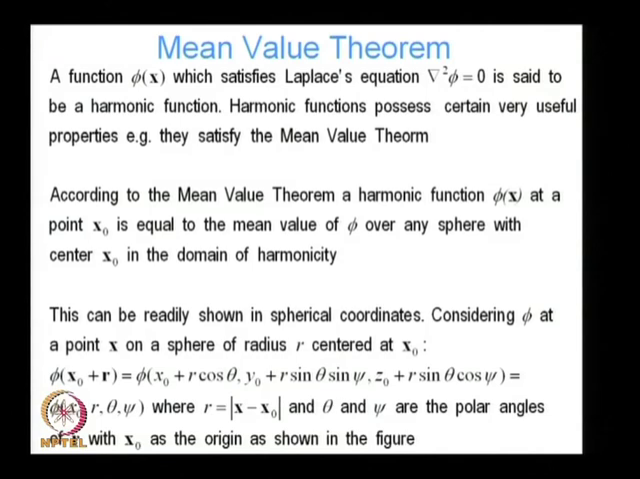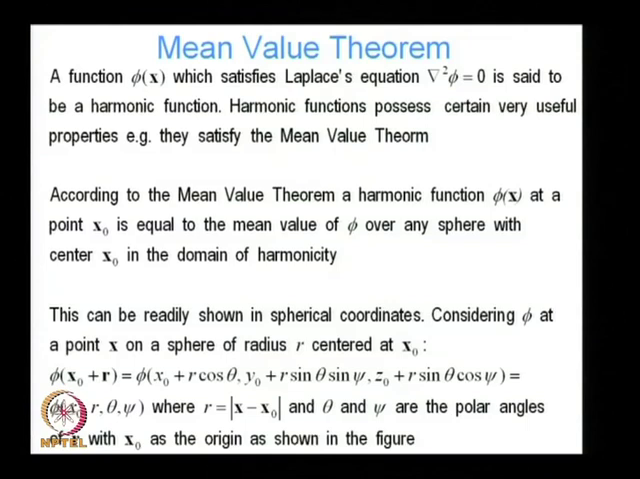It says that the value of a function at any point x0 is equal to the integral, first you take the integral of that function value phi over any sphere with any radius centered at x0, and you divide it by the area of the sphere. It is very important, because it says that if you want to find the function value at any point, what you need to do is to take the value of the function on any arbitrary sphere surrounding that point.